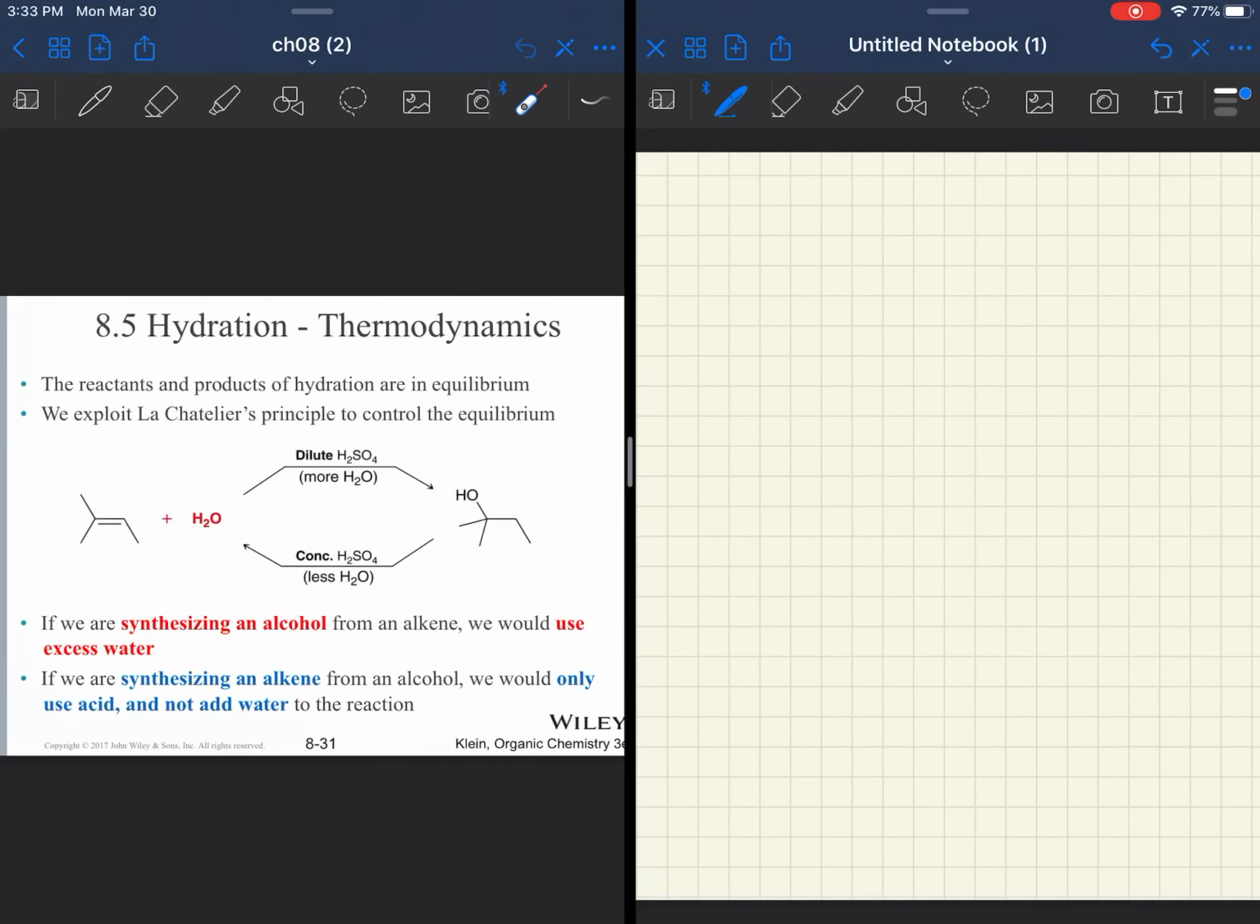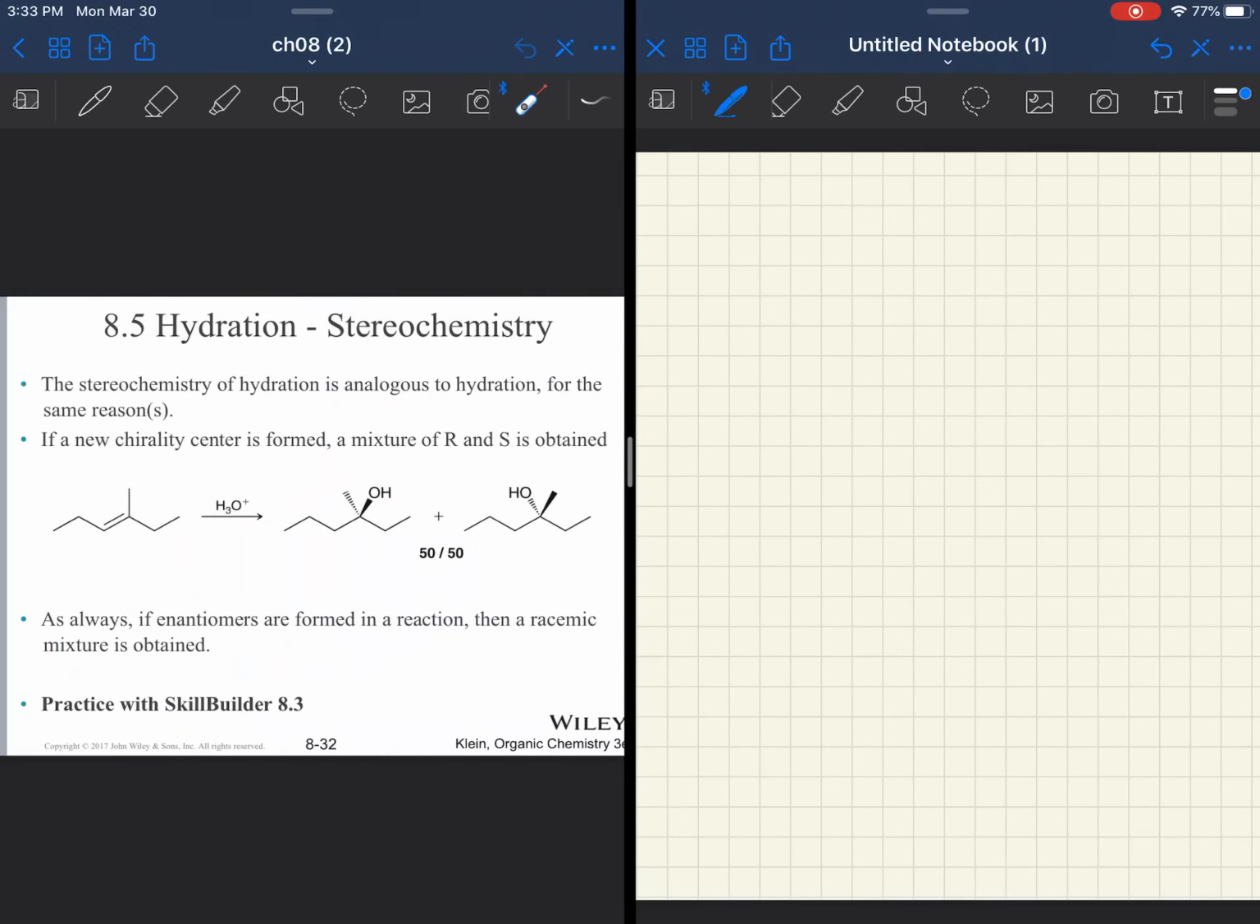All of these are reversible steps because this is simply the reverse reaction of what we saw with acid catalyzed dehydration in chapter 7, where we use concentrated H2SO4. With Le Chatelier's principle, if a dehydration gives you water, we add more water, that's going to push the equilibrium in the other direction. So for acid catalyzed hydration, we just need to add water.